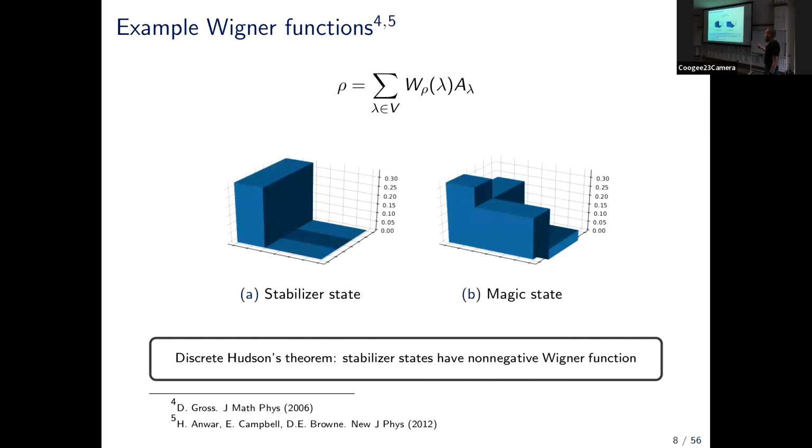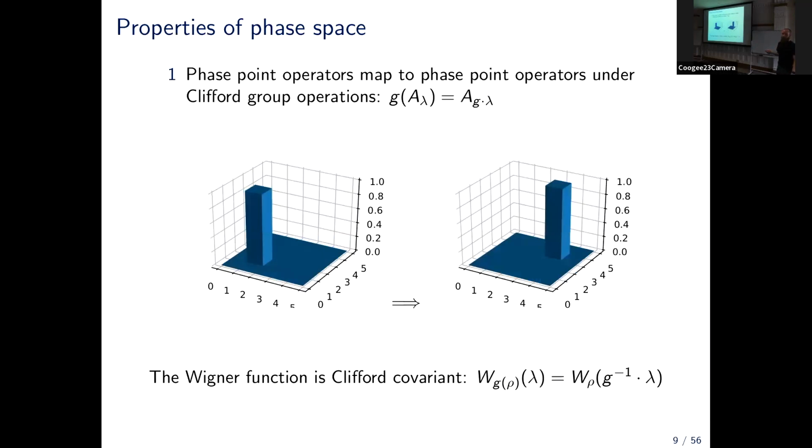Now, this describes states, but in order to talk about quantum computation, we also have to talk about the dynamics of quantum computation. So these are Clifford gates and Pauli measurements. And this phase space also has some nice properties that you need for simulation of quantum computation. So first, phase point operators map to other phase point operators under every Clifford gate. The set of these phase point operators is closed under conjugation by Clifford gates. So another way to say that is the Wigner function is Clifford-covariant. This is the covariance condition down here.